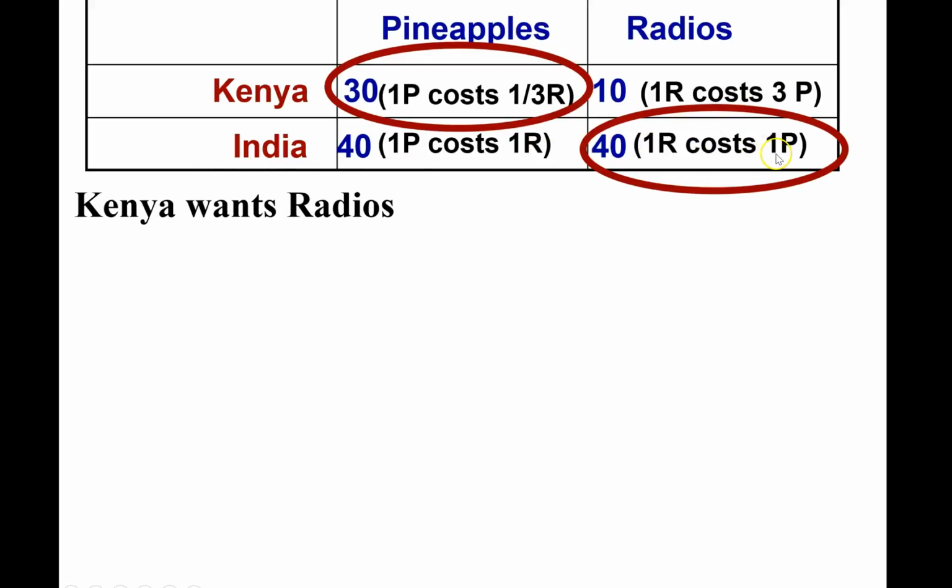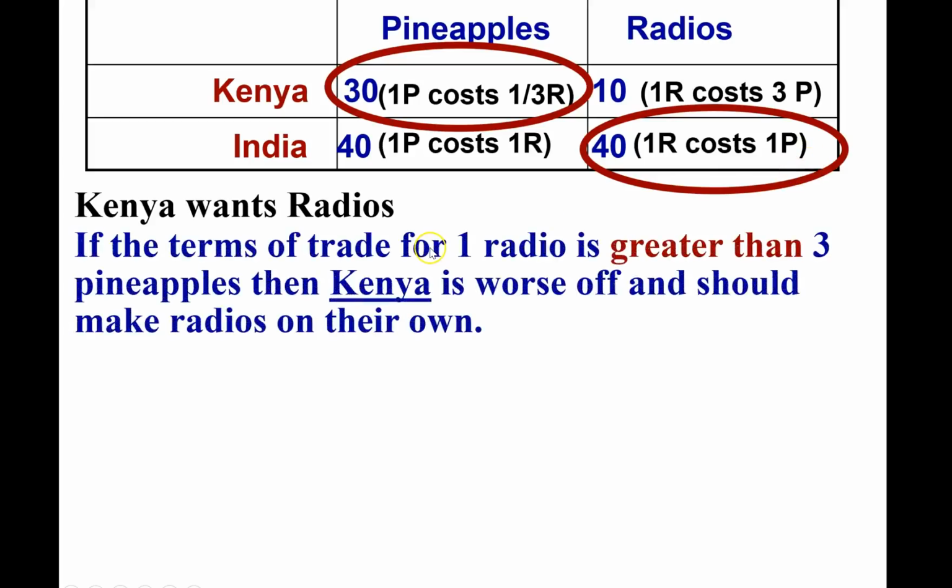And India is not going to sell a radio for less than 1 pineapple because it costs them 1 pineapple to make it. So they're not going to sell it for less than it costs them to make it, or they'd lose on the deal. So right away we can see that the terms of trade for one radio is going to be between 1 and 3. If it's greater than 3, Kenya says, hey, it only cost me 3 pineapples to make a radio. I'll get radios somewhere else, or I'll make them myself. But if it's somewhere between 1 and 3, then they're better off. If they can get a radio for 2 pineapples, it's cheaper than they could have produced it themselves. So India, on the other side of that, of course, wants to sell it for at least what it costs them to produce. So the terms of trade here, in order for both countries to be better off, are between 1 pineapple and 3 pineapples for a radio.